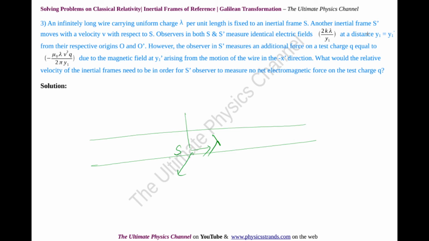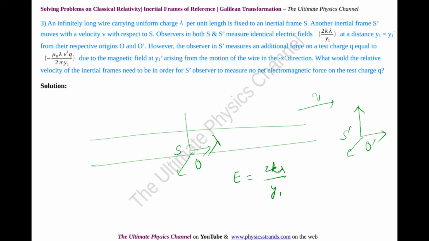Another inertial frame S prime is moving with the velocity v with respect to S. Now observers in S and S prime, let us call these observers O and O prime, measure identical electric fields equal to 2k lambda over y1. So the electric field here, let us write it down, 2k lambda over y1, at a distance y1 equal to y1 prime from their respective origins.